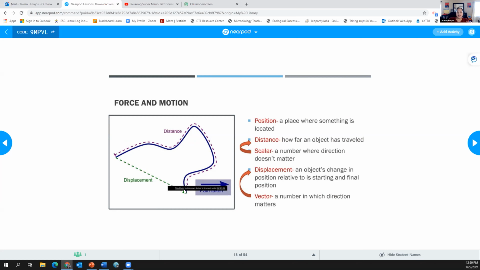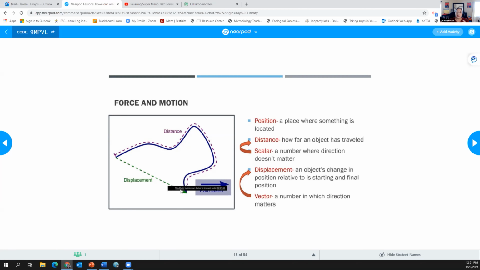But if I look at how far I got from my original position, that would be considered my displacement. So maybe I traveled, I don't know, 100 meters to go all around. But when I look at point A to point B, maybe the distance is only like 50. So I've got to understand the difference between those two terms.